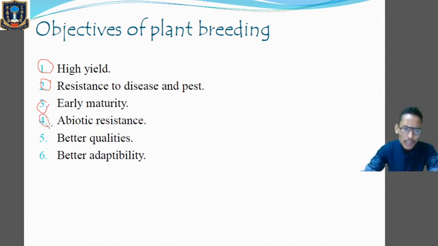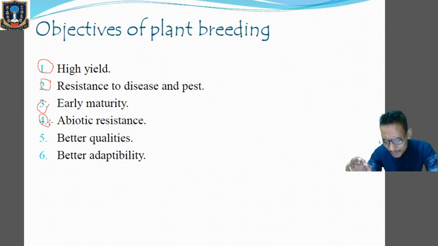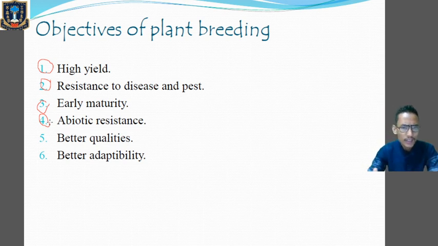Number four is abiotic stress resistance. That means whatever plants are produced by this technique must tolerate adverse environmental conditions. Whatever hybrid progeny is produced by the plant breeding technique must be able to tolerate adverse environmental conditions such as high salinity, extreme temperatures, and even drought conditions. They must be able to resist those abiotic stresses.